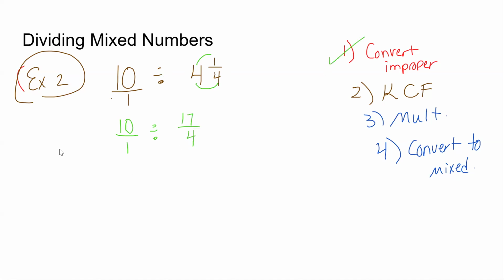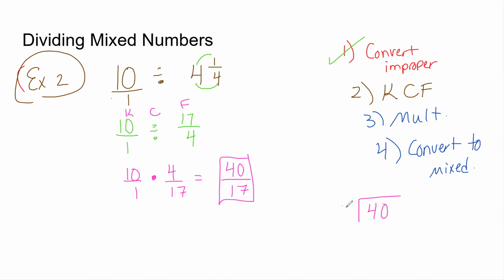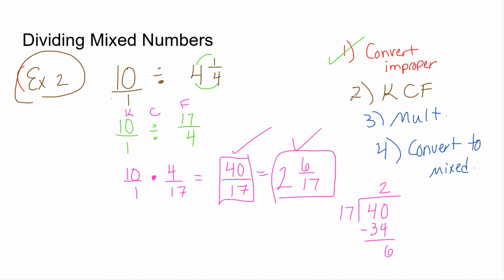Now we're going to keep, change, flip. Right across the top would be 40. Right across the bottom would be 17. That's your answer if you leave it improper, but we will come off to the side. 40 divided by 17 goes in twice. So this would be 2 6/17 as the mixed number. Okay, and there we go.